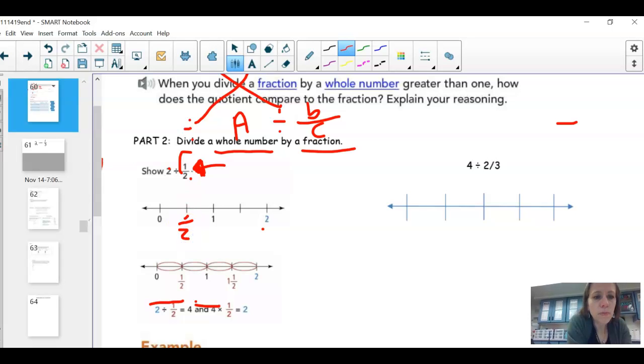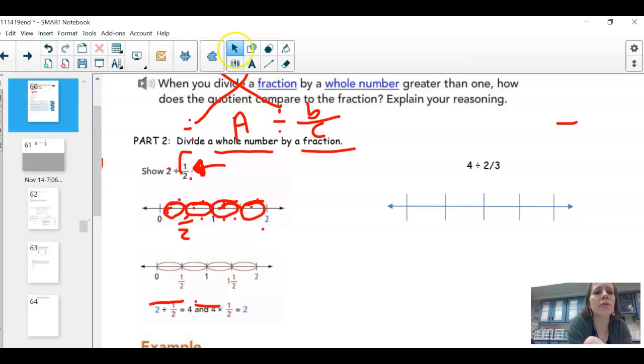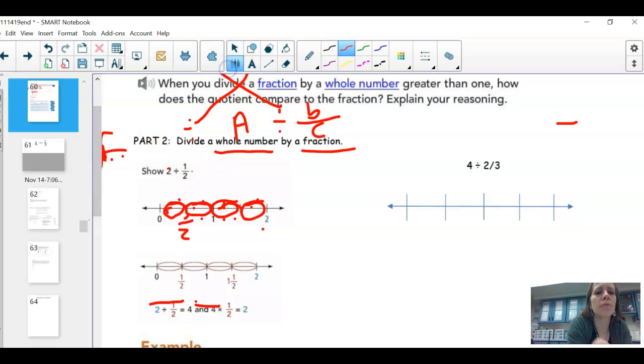¿sí? Y aquí es un grupo, aquí es un otro, aquí es un otro, y aquí es un otro. Yo tengo 1, 2, 3, 4. Here's a half, here's a half, here's a half, and here's a half. I have 1, 2, 3, 4 halves. So my answer to my problem is 4. Now I can check my answer by using multiplication.